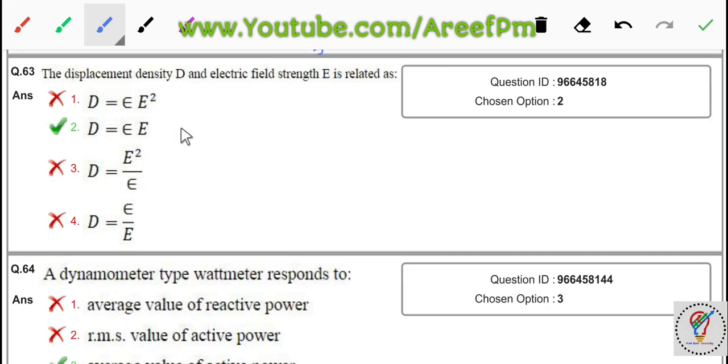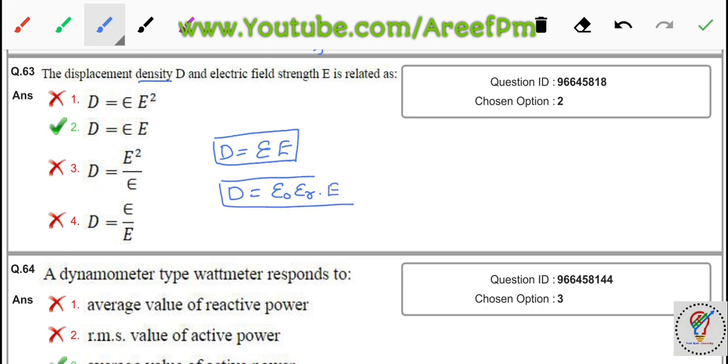Now the displacement density and the electric field strength E is related as? This question is from electromagnetic fields. The displacement density D can be written as the permittivity epsilon into E. This is a basic relationship, which can also be written as D is equal to epsilon naught into epsilon R into E, where E is nothing but the electric field intensity. So this is an important relationship.